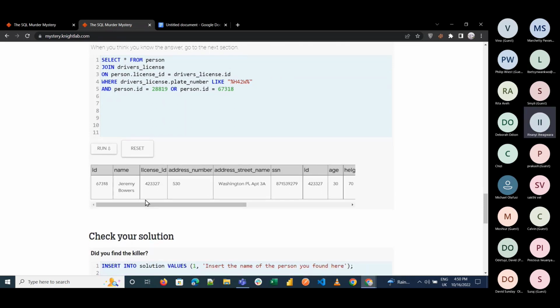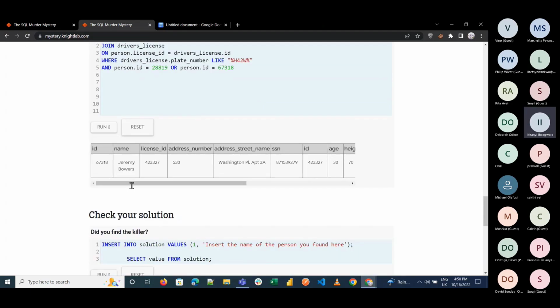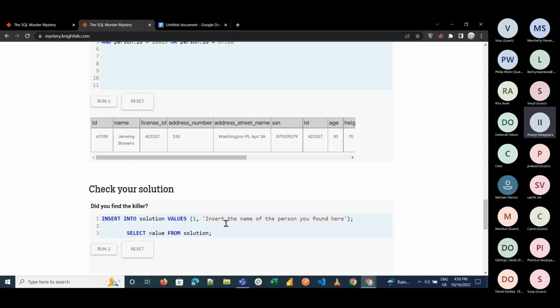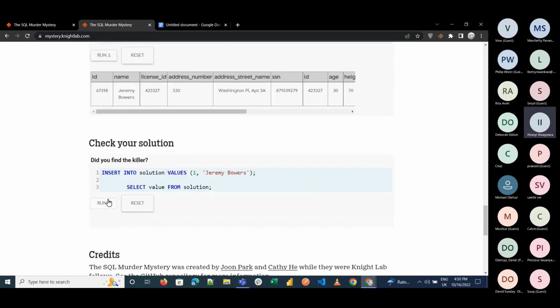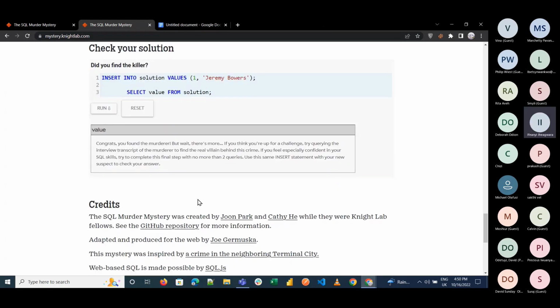Okay, so we'll find out our last suspect. So he picked up one of them, and this is the ID number of the person, and this is his name. So now let's try out and find out if we're right. So I just put January 1 WER. Okay. So let's evaluate the solution and run it. And we're right.